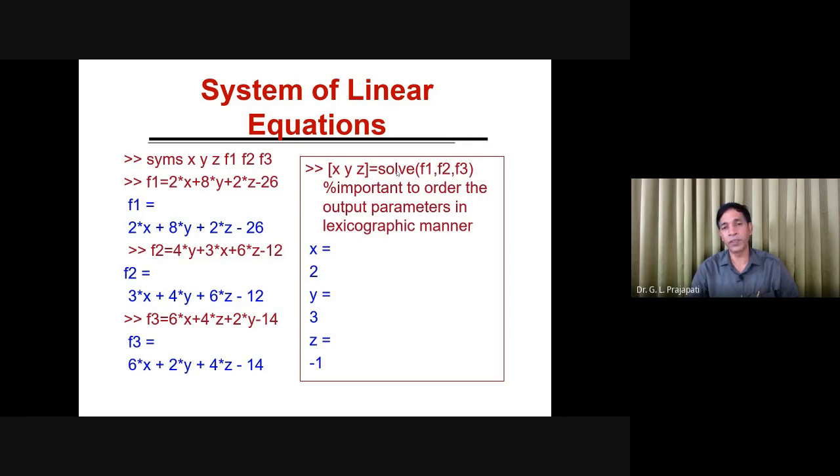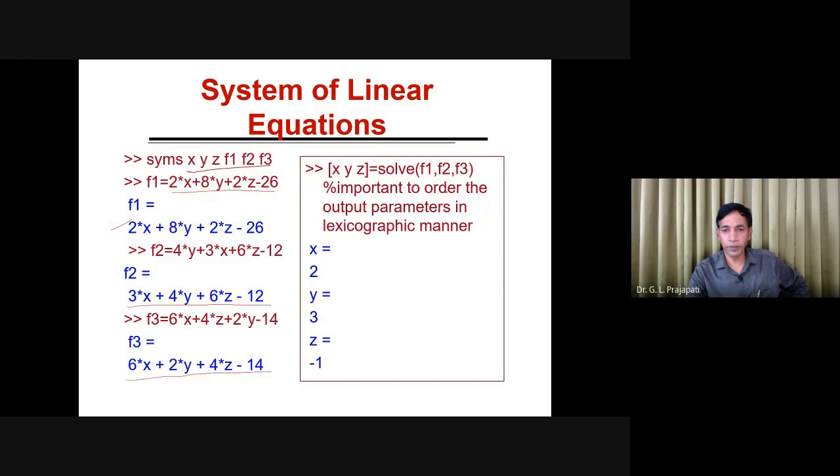Now if you have a system of linear equations, how can you solve this? So see, syms x y z f1 f2 f3. These are the symbolic variables. So f1 we have defined, this is f1. F1 is equal to this, f2 is equal to this, f3 is equal to this. And you want to find the values for x, y, and z. So [x, y, z] is equal to solve(f1, f2, f3). So you are going to solve f1, f2, f3.